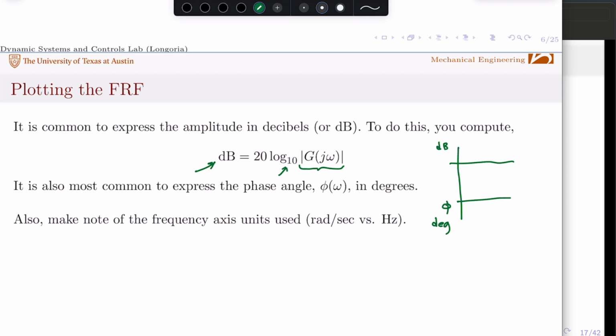For omega, you might either see omega in radians per second, or you might actually see frequency in hertz. So just be mindful of that, and depending on the application or what you're reading, look at those different units, because they are sometimes used differently depending on the context of a problem.